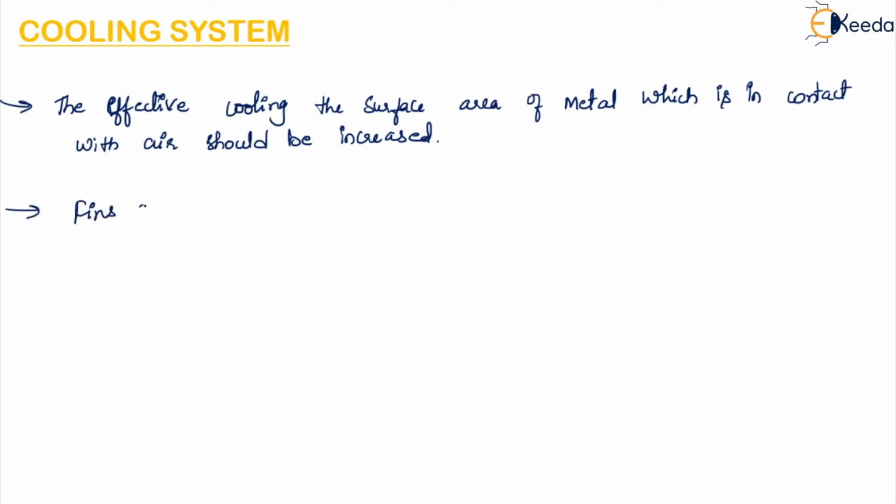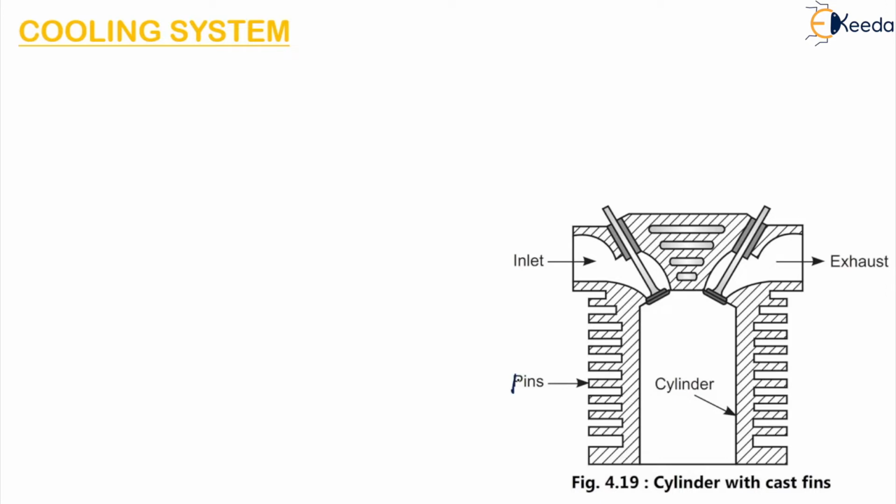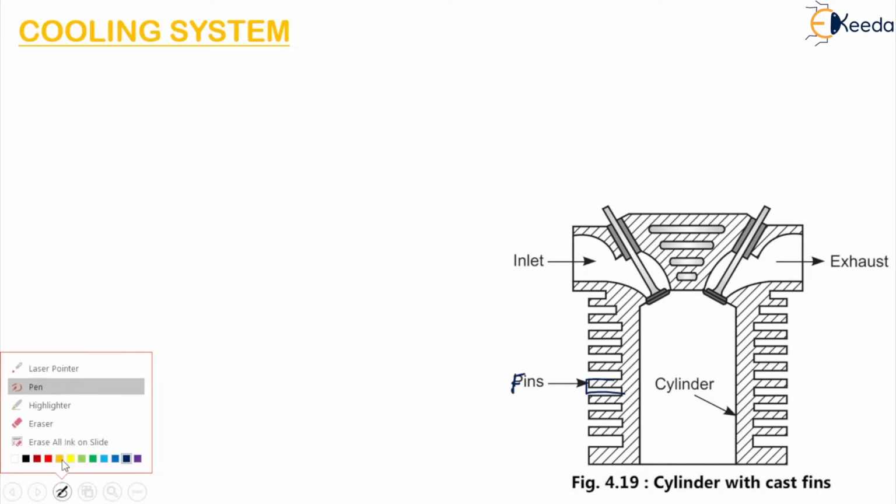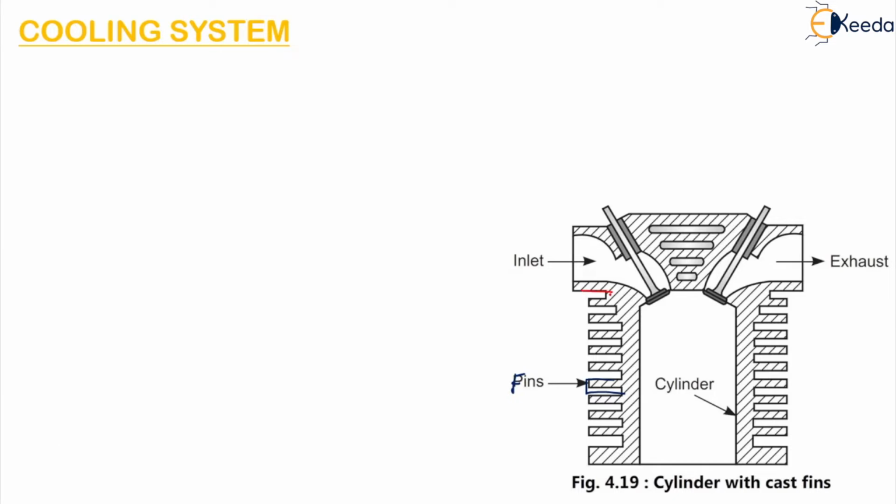So fins are used on the cylinder barrels. Here we can see that this is not pins, it is fins. You can see these parts are the fins which are formed on the outer surface of the cylinder. All these points which I am marking now are fins. These fins are formed for effective cooling of the cylinder surface. So if this is the cylinder, the fins are formed on the outer surface of the cylinder.